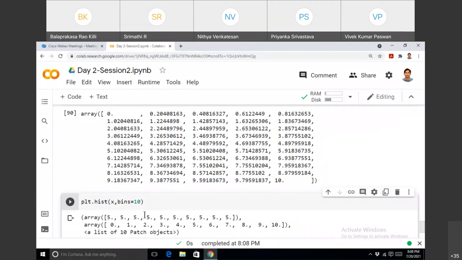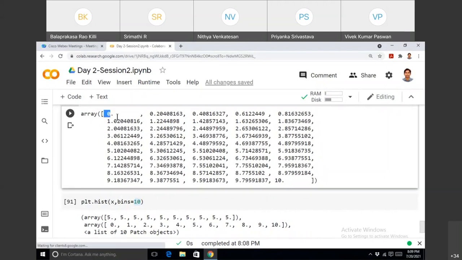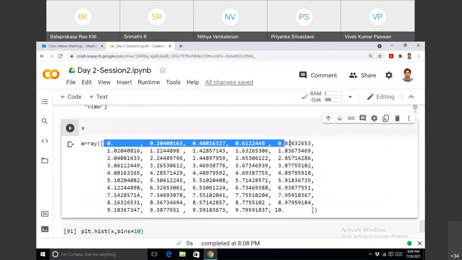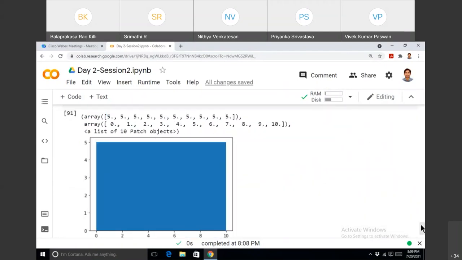So when you are creating 10 bins, what does that mean? 0 to 1, 1 bin. How many elements are there between 0 to 1? 5 elements are there. 1 to 2, 1 bin. How many elements are there between 1 to 2? 5 elements, and so on. So that's why it is giving all equal.